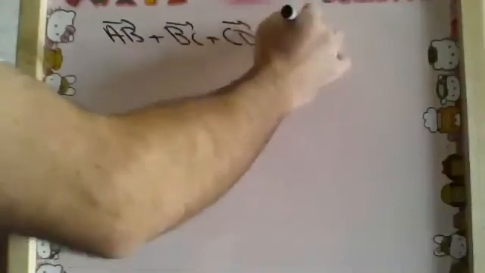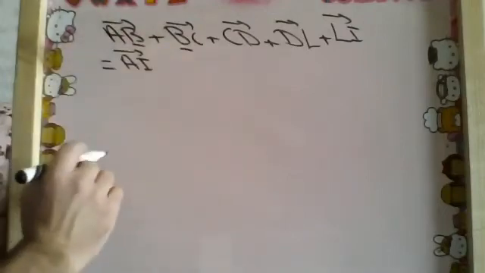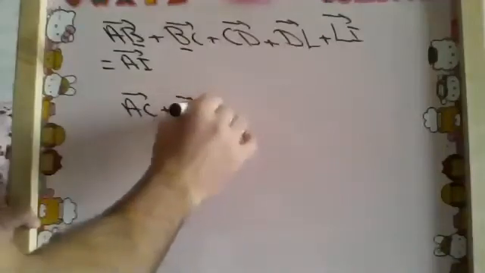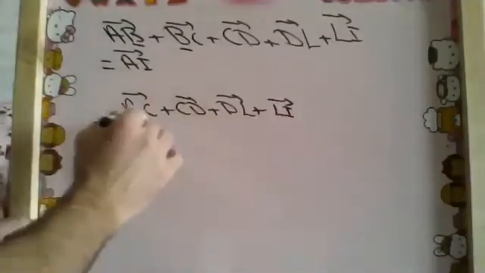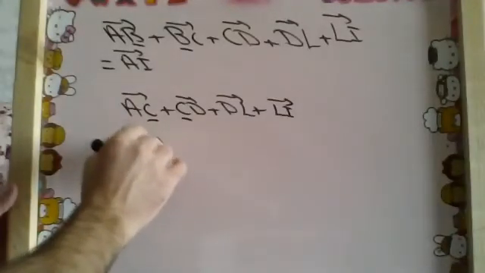Let's say if you have vector AB plus BC plus CD plus DL plus LI. What will be the sum? AI, maybe. It's AI, for one reason. If you consider the first two, AB plus BC, what's the answer? According to Chasles's relation, AC. AC plus CD plus DL plus LI. What about these two? AC plus CD equals AD. AD plus DL.